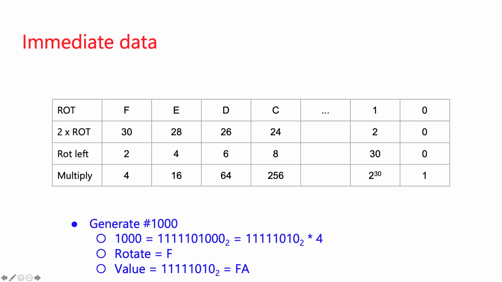And that's what F does. F in the rotation part slides to the left by 2 bits. So I can express that with this as the value. In hex, that's FA, and F as the rotation.